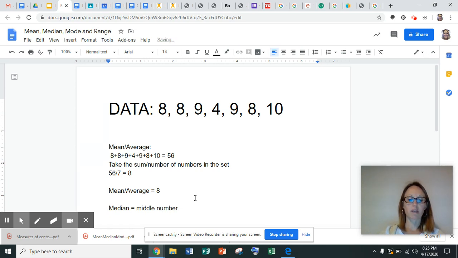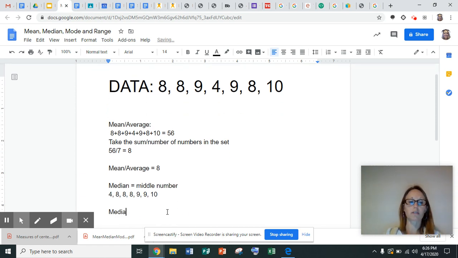So we'd have to write 4, 8, 8, 8, 9, 9, and 10. So when we look at that, we see that we have 1, 2, 3, 4, 5, 6, 7. So if we count 3 in on each side, then we see that our median is also 8.